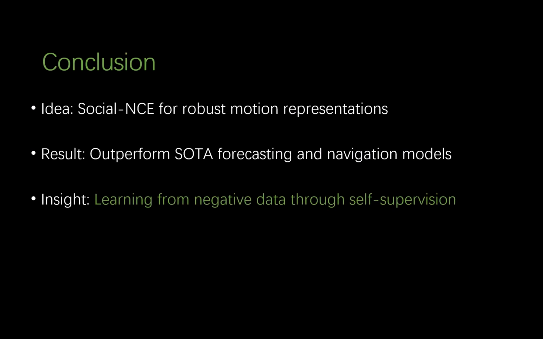To conclude, in this work, we propose a learning method, named Social-NCE, to promote robust representations for motion problems. The empirical results demonstrate that our method can consistently improve state-of-the-art methods in various settings. These results suggest that learning from negative data through self-supervision can be a promising alternative to the classical approach for building robust sequential predictive models.